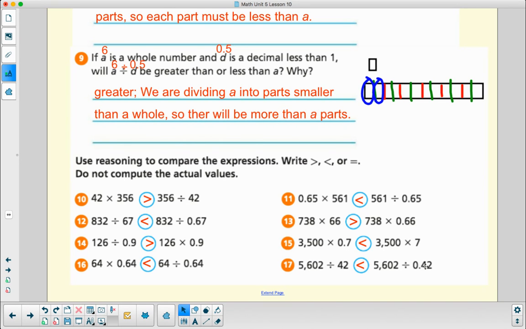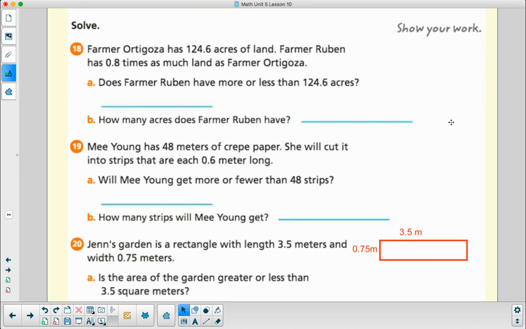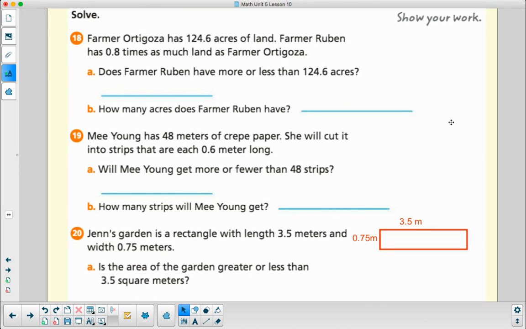When I divide by less than 1, my quotient is greater than what I started with. When I divide by greater than 1, my quotient is less than what I started with. Making predictions. So now use that to make predictions. Pause the video and complete the entire page 227, and then play the video and I'll discuss them. So take a quick look at it. Here's 18 and 19.